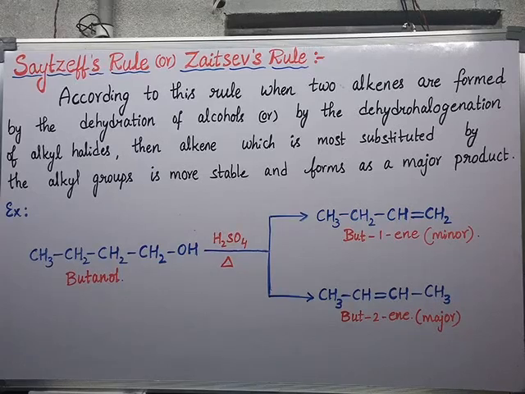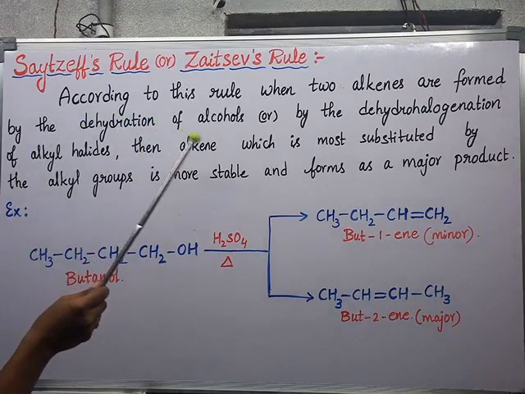Hello everyone, in today's video I'm explaining Saytzeff's Rule, or Zaitsev Rule. This rule is applicable in case of elimination reactions. Elimination is a process where two or more atoms are removed from the same molecule. Otherwise, we can say saturated compounds are converted into unsaturated compounds through elimination reactions. So let us see Saytzeff's rule.